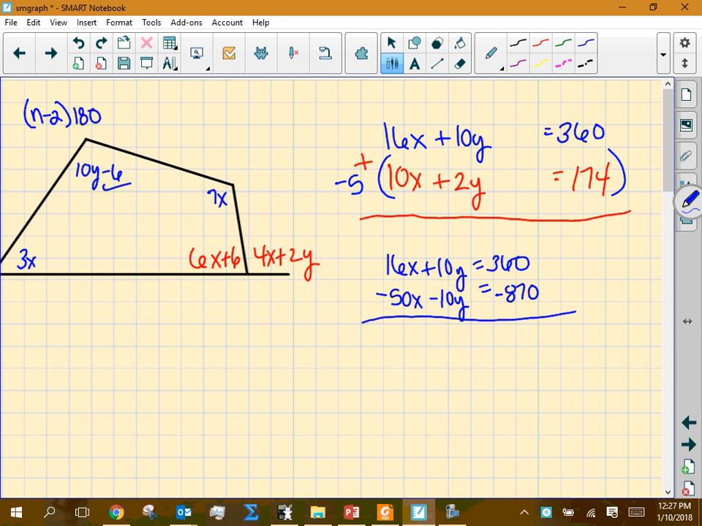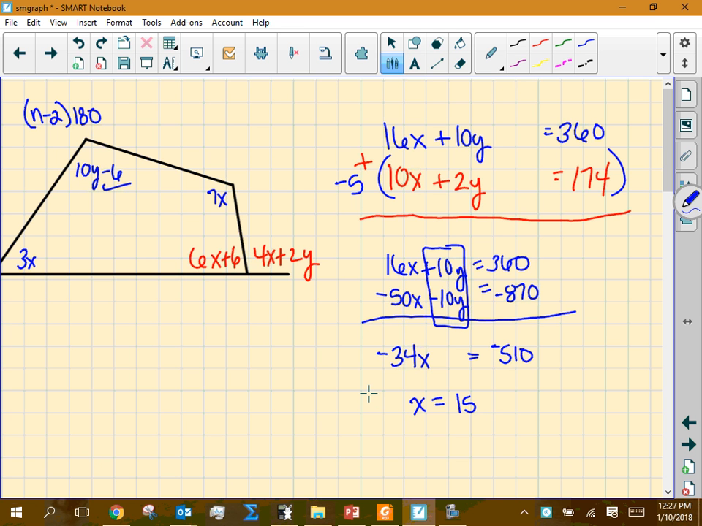Now I'm going to add straight down, and hopefully something disappears. If I add straight down here, I get negative 34x's. The y's here, those are the ones that disappear. Those give me 0y, which is 0. And now add that straight down, and it gives me negative 510. So now I should be able to divide by negative 34 on both sides. So 510 divided by 34 gives me 15. So that's where x being 15 comes from.